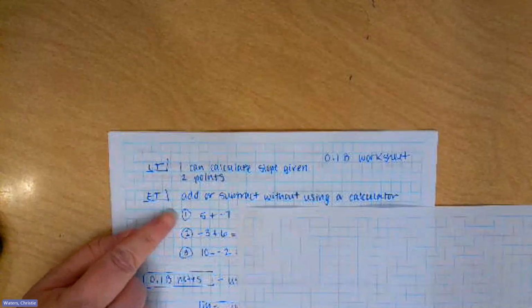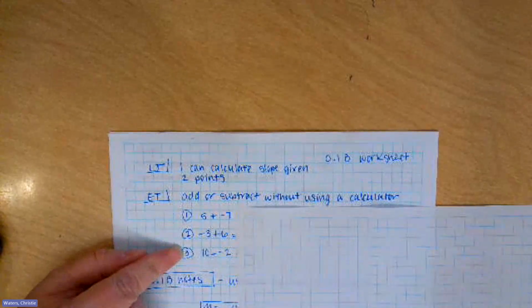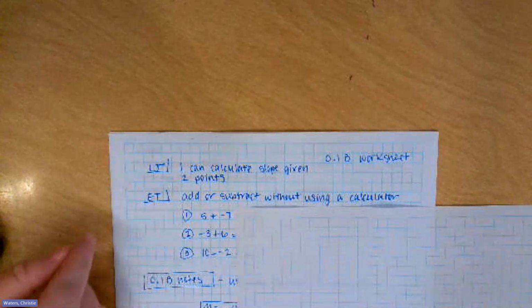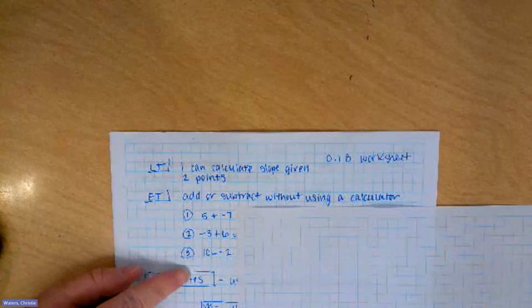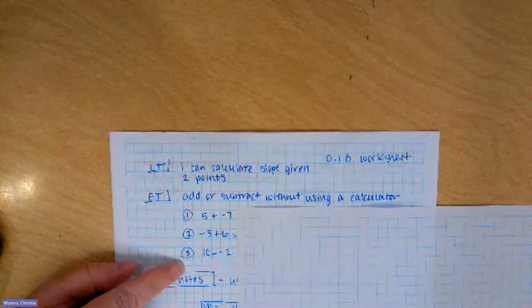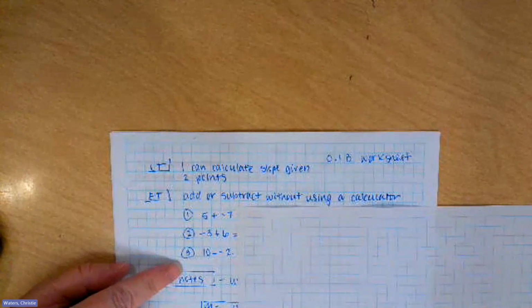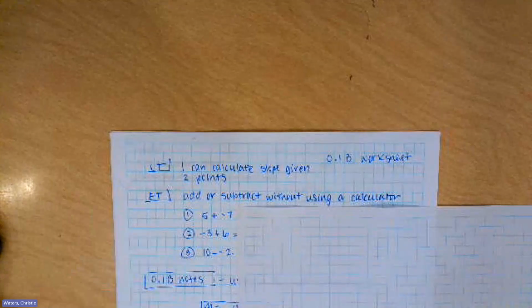So when you're calculating slope, the main skill you're going to need is to be able to add and subtract with positives and negatives. So that's why we're trying this for the warm up. So go ahead and pause the video until you're done, and then you can hit play when you're ready to check your answers.